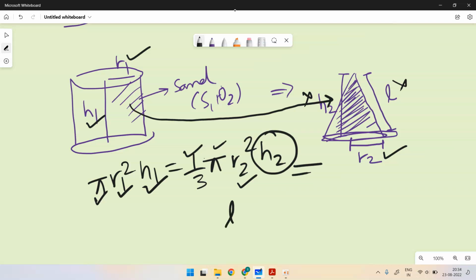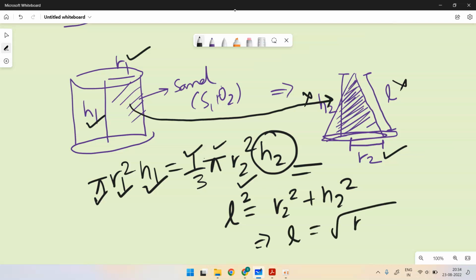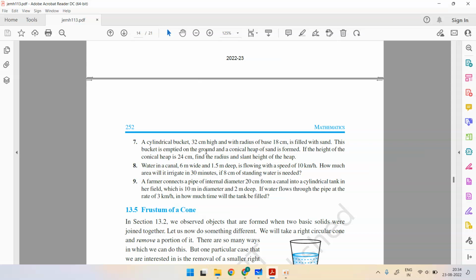Now you know the slant height relation, L square will equal R2 square plus H2 square, by the Pythagoras theorem. Then L will be equal to the square root of R2 square plus H2 square, and if it is given in centimeter, you write centimeter here and centimeter here. Solve this and get the answer.